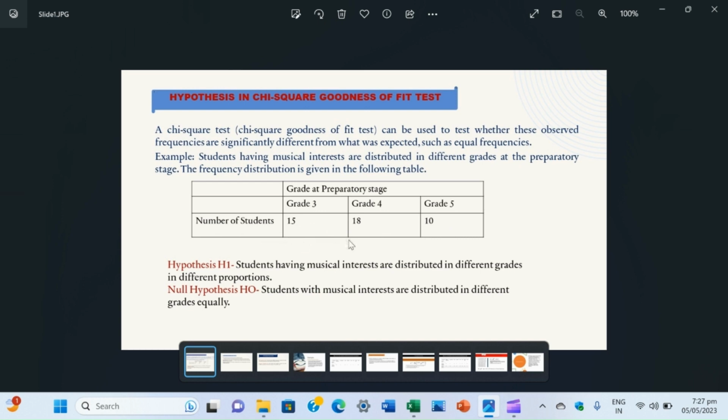And we want to find the answer: are they equally distributed? The hypothesis in this case will be that students having musical interests are distributed in different grades in different proportions, and the null hypothesis will be that students with musical interests are distributed in different grades equally.